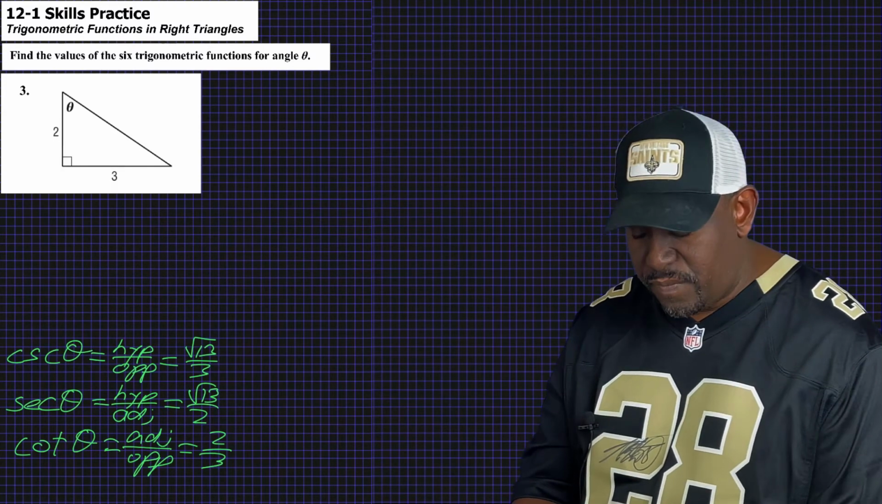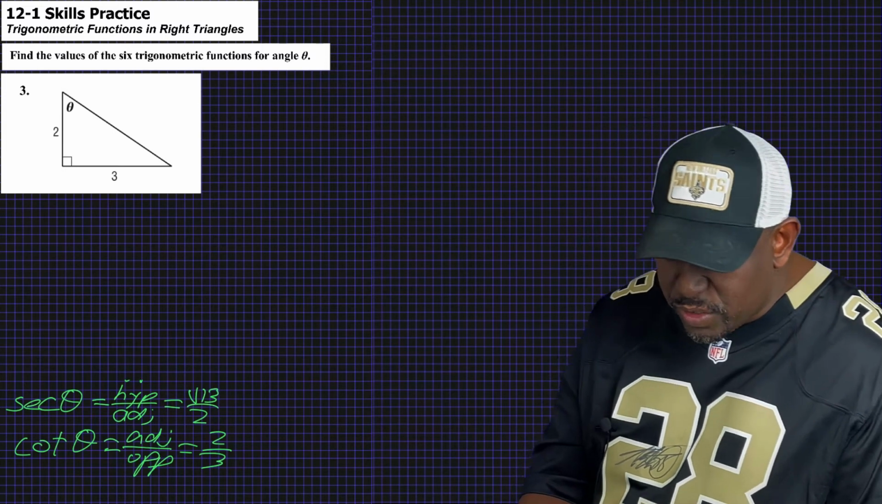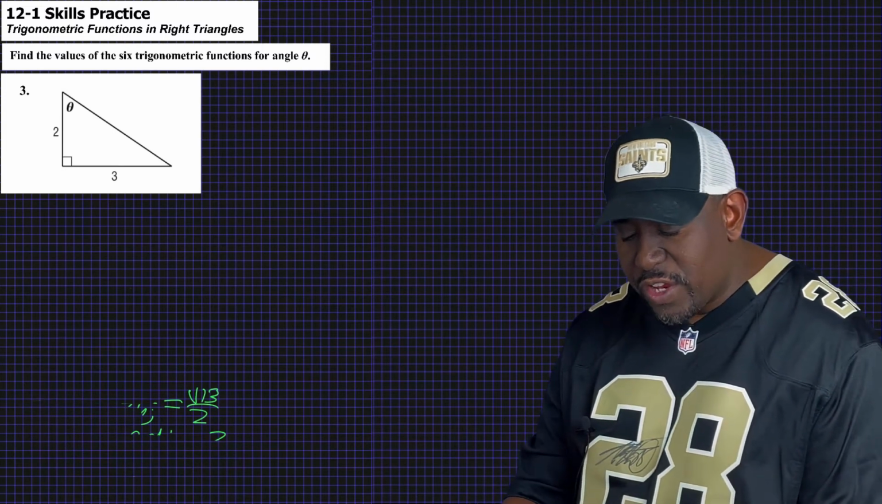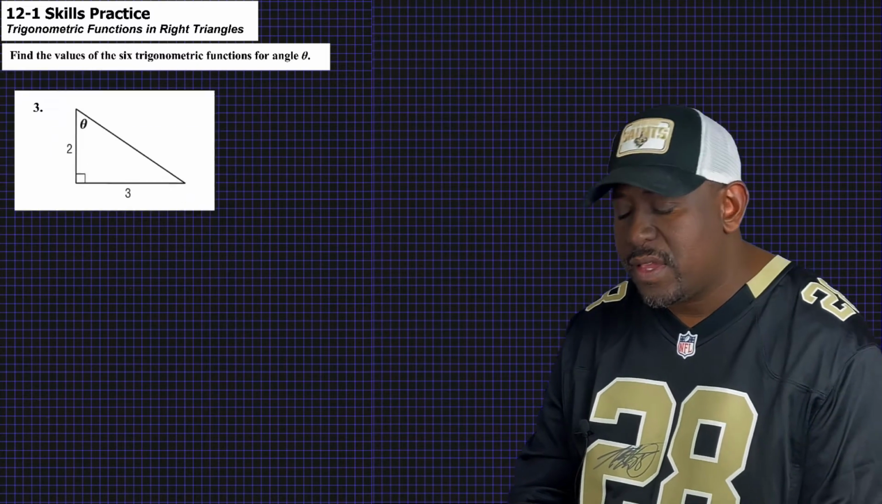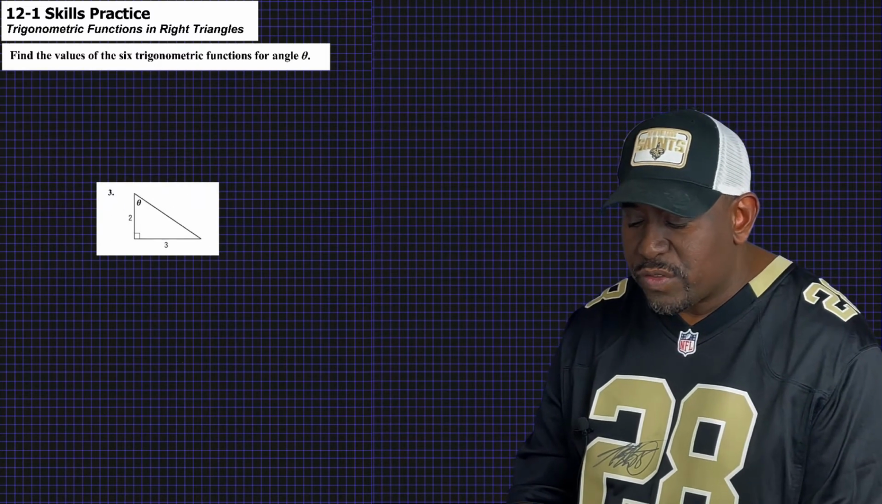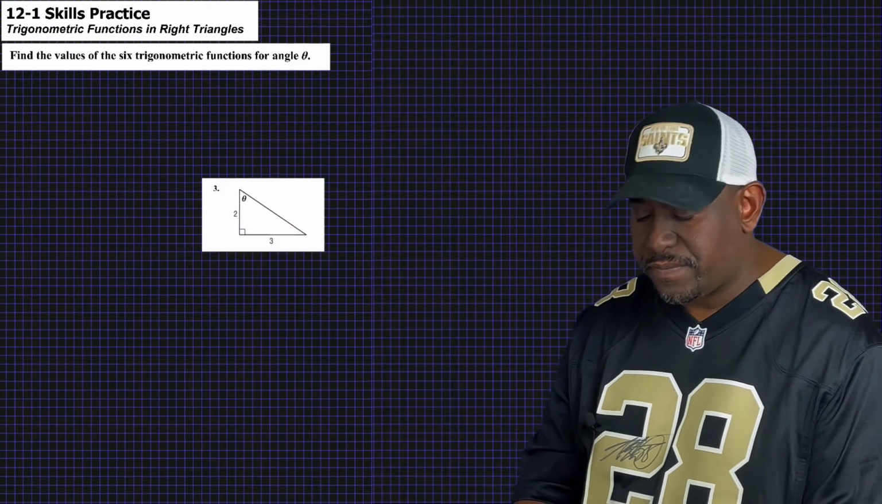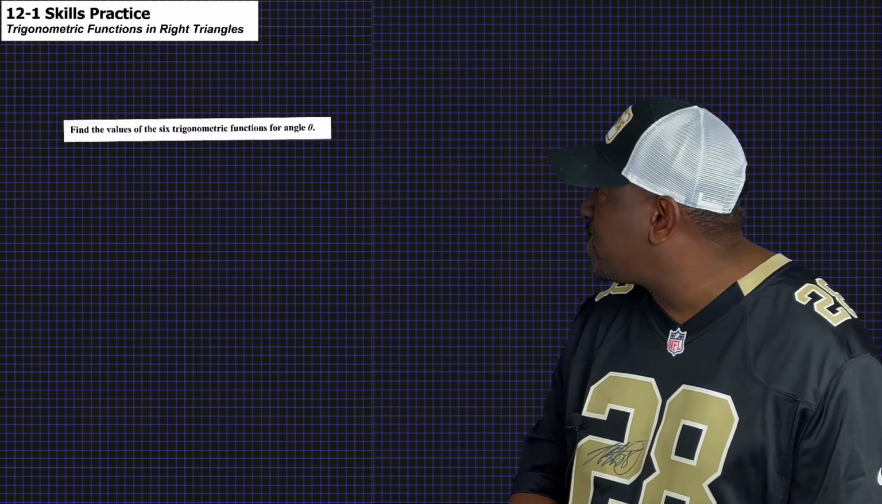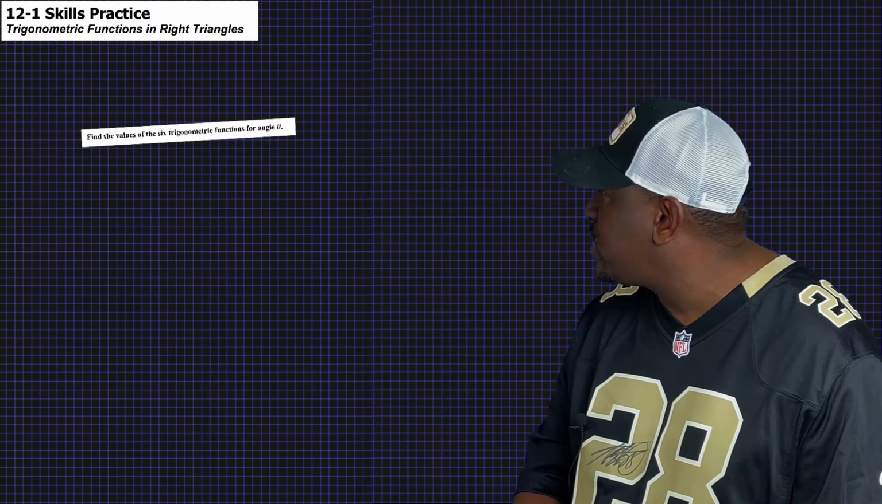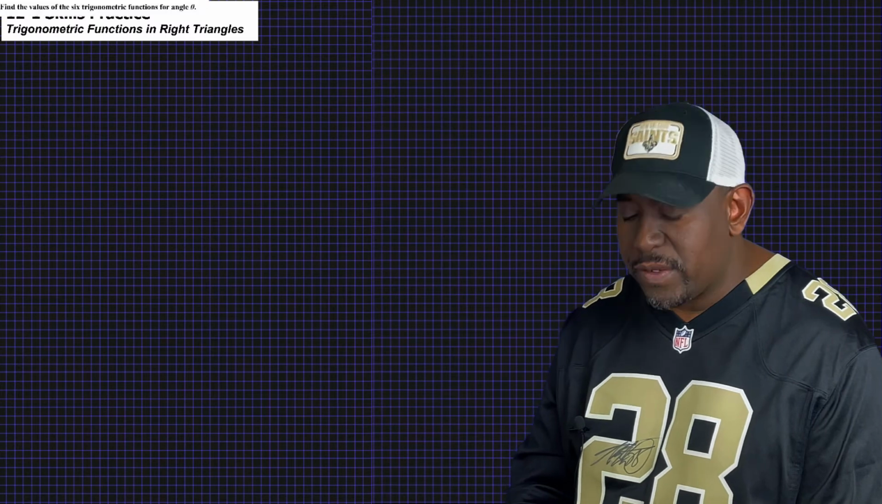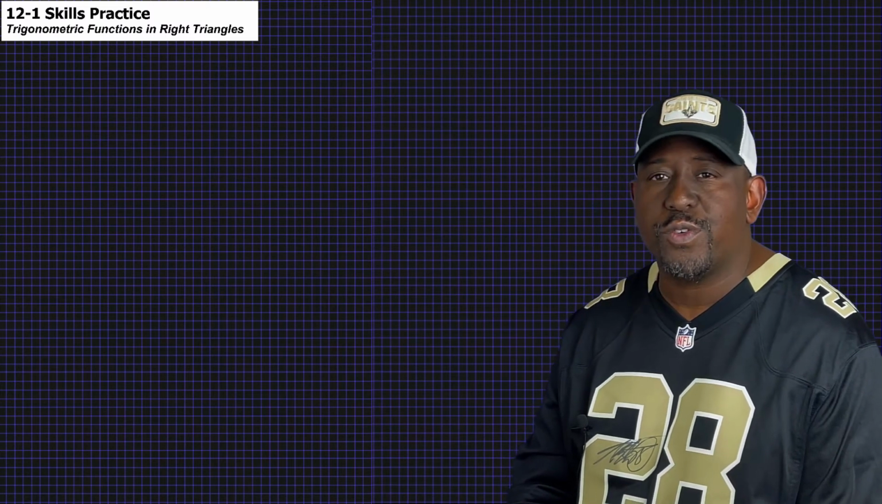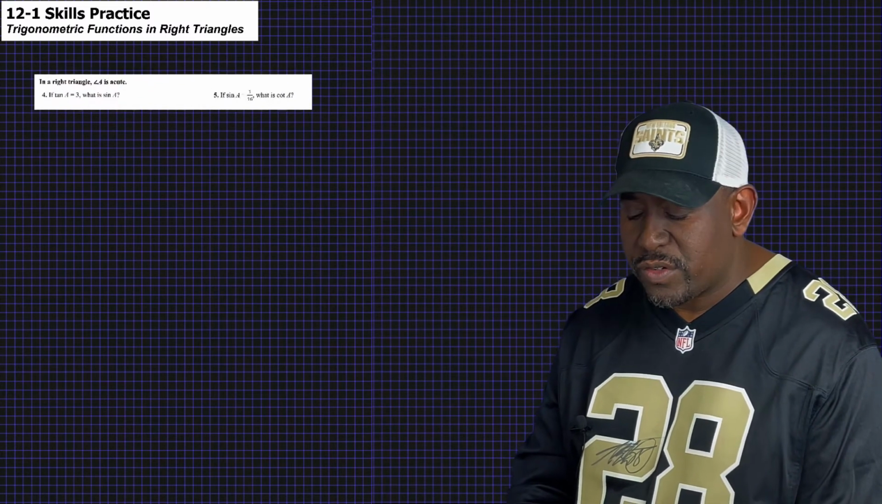So we've done another problem. So we're on our way here. We've done 2 problems where we've had to identify the 6 trigonometric functions for angle theta. So now we're going to look at another type of problem. While we're waiting for that, you want to kind of review over your 6 trigonometric functions.